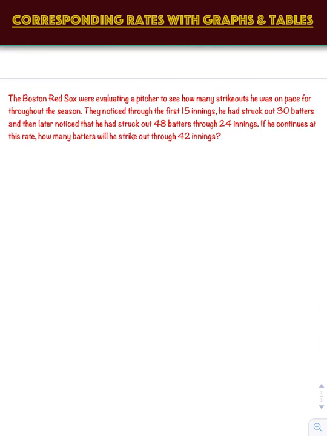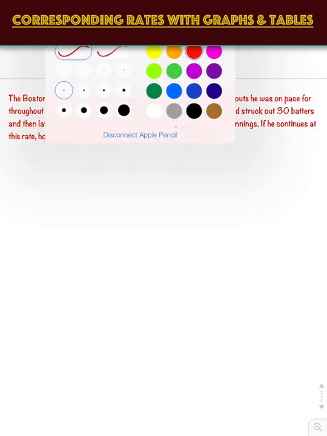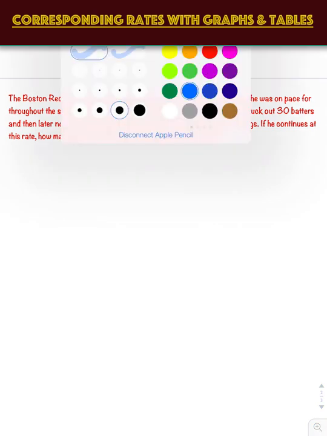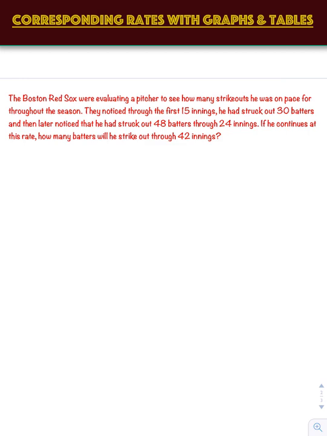Finally, our third question gives us a word problem. And I set this up so that you know that even if the problem doesn't give you a rate table, you can create your own pretty easily. In this question, it tells you that there's a Red Sox pitcher who is striking people out. And in the first 15 innings, he strikes out 30 batters. In the next 24 innings, he strikes out 48. And then it asks about 42 innings, how many there would be. So our two different units are innings and strikeouts.